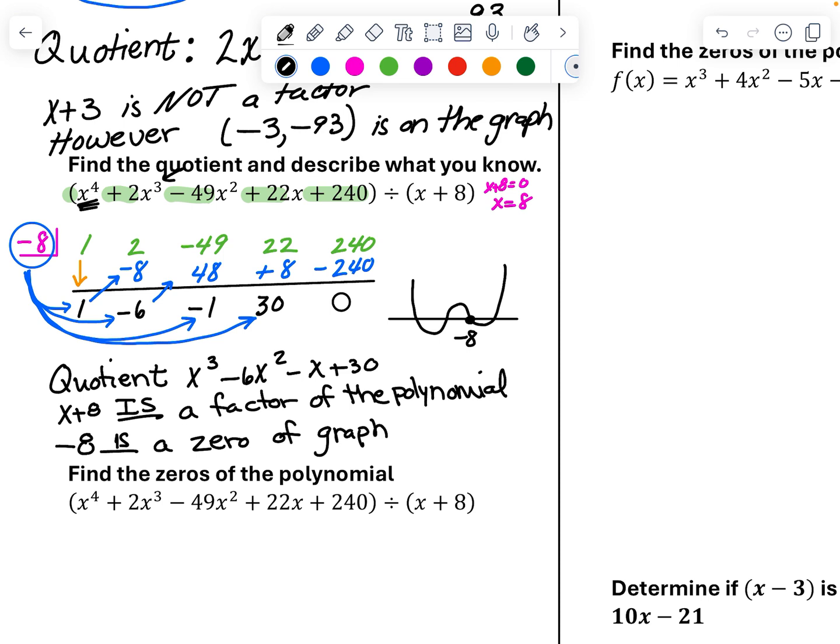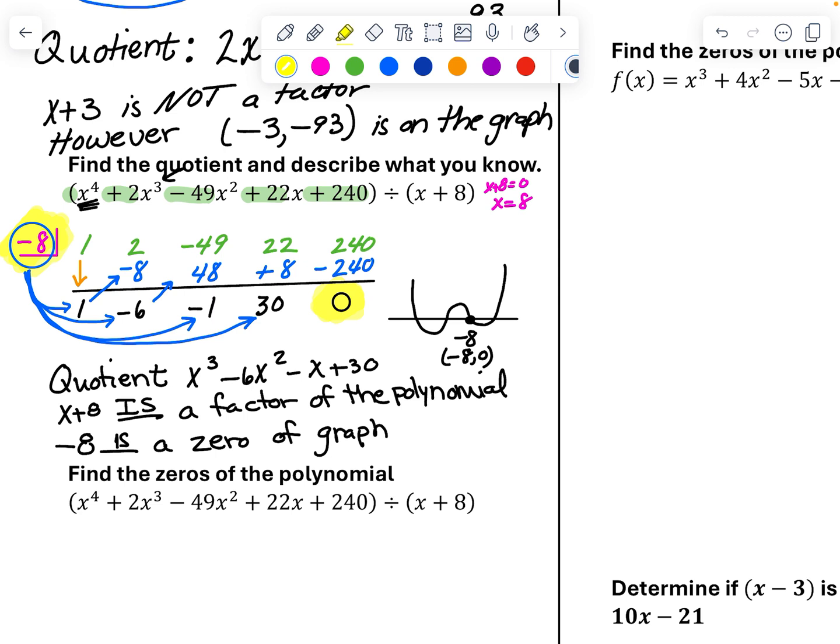We don't know where, we don't know what, but we know something. We know that there's a negative 8. We know that the ordered pair negative 8, 0 is on the graph. This number right here is the y value that goes with this x value. So the negative 8 is the x value. The remainder is the y value, and if the remainder is 0, that means it hits the x-axis.